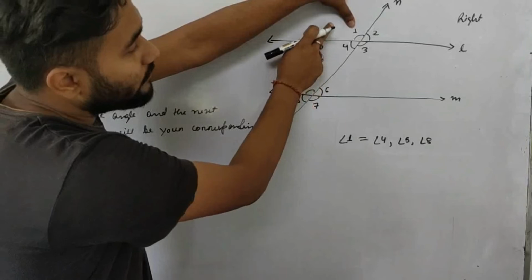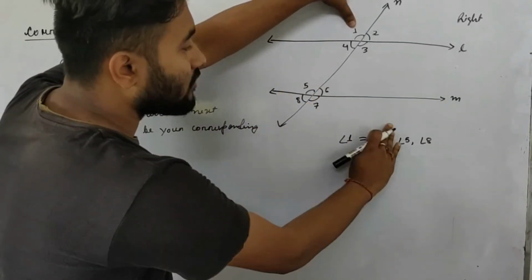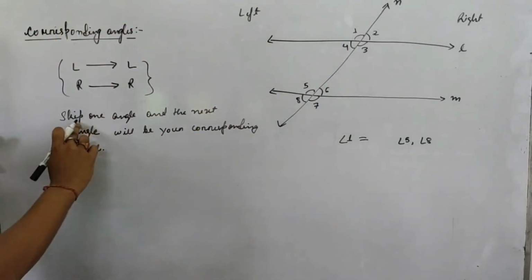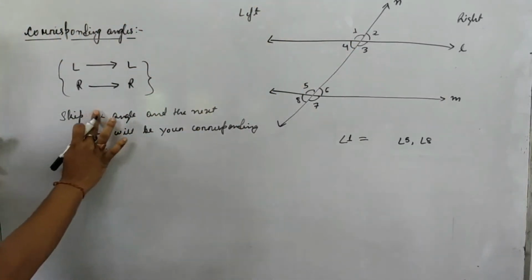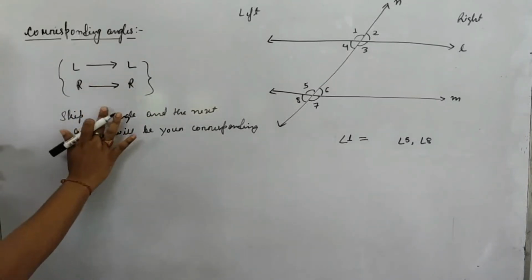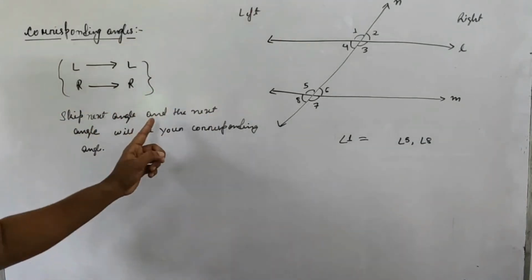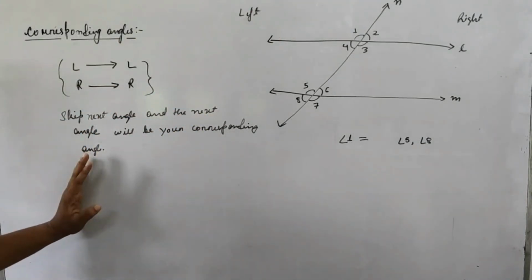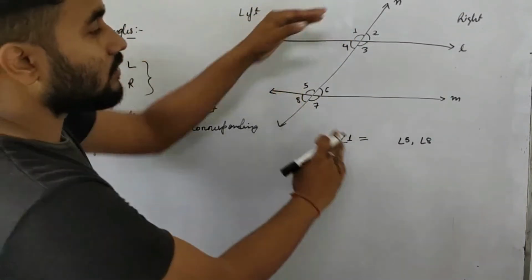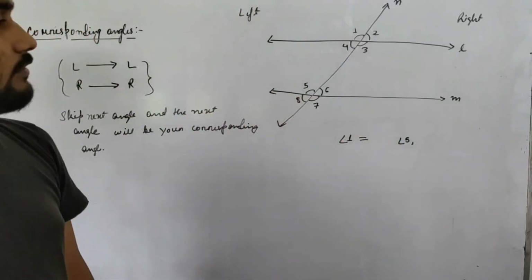If I've asked about 1, then you will skip this angle. Forget about this angle. That means 4 cannot come. You will skip one angle, and the next angle will be your corresponding angle. This angle you have skipped, and then the next angle will be your corresponding angle. That means with angle 1, what will be equal? Angle 5 will be equal.